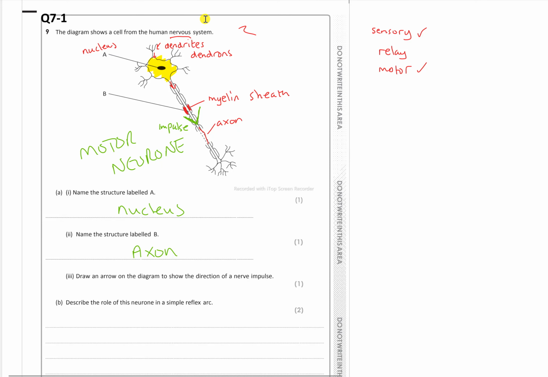Right, a relay neuron would look something like this. You've got the cell body here and it carries on. So this part would be the dendron because the impulse is traveling in that way. And then as soon as it gets past the cell body, it becomes an axon.